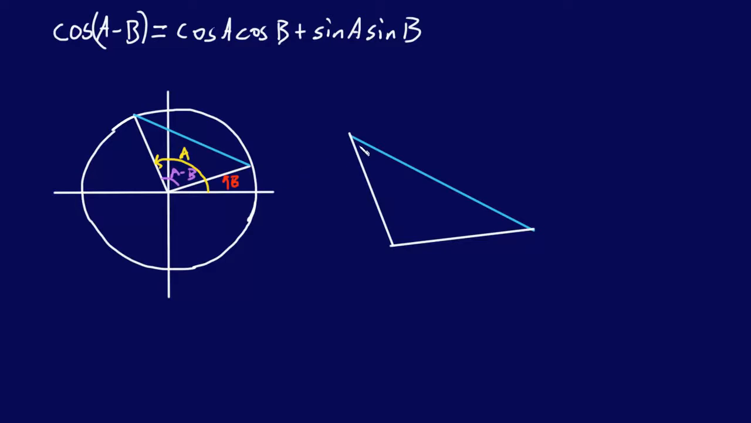Okay, so what do we know about this length right here? This length corresponds with this length right here, and we know that length is 1 because this is a unit circle. And the same would be true for this line, which is also a radius, so this length would also be 1. And then this angle right here, we call that A minus B. And then we're going to call this length right here little c.